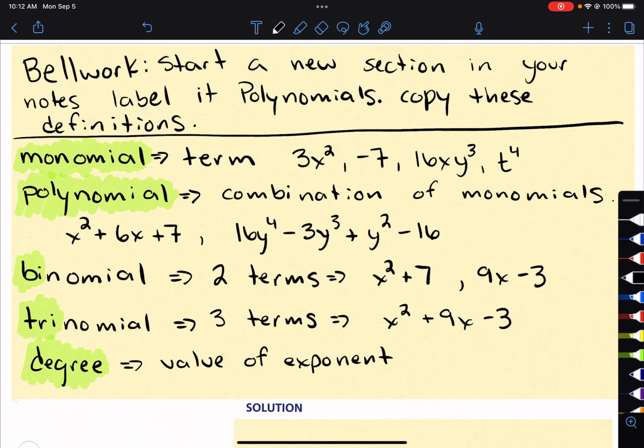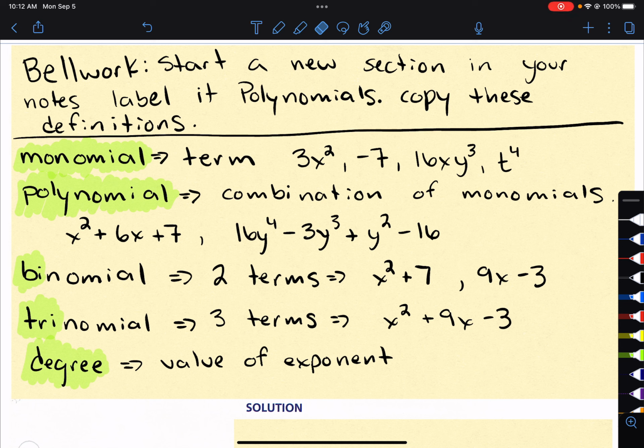All right, guys, today we are starting chapter 2. The first section that we're going to talk about, 2.1, is all about polynomials. And there's a lot of new definitions, a lot of new language that you need to get comfortable with. So pause the video. And since you weren't here for the bell work, I want you to copy down these definitions in your notebook really quick. So hit pause, copy these down, and come back.